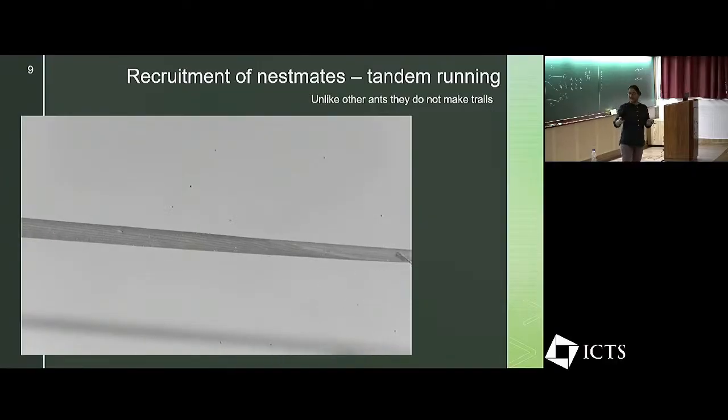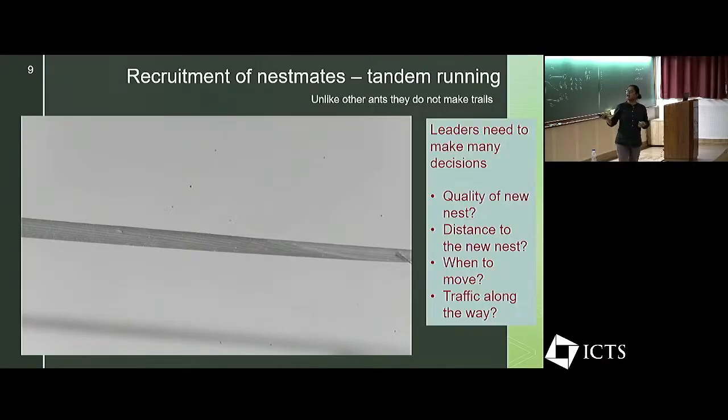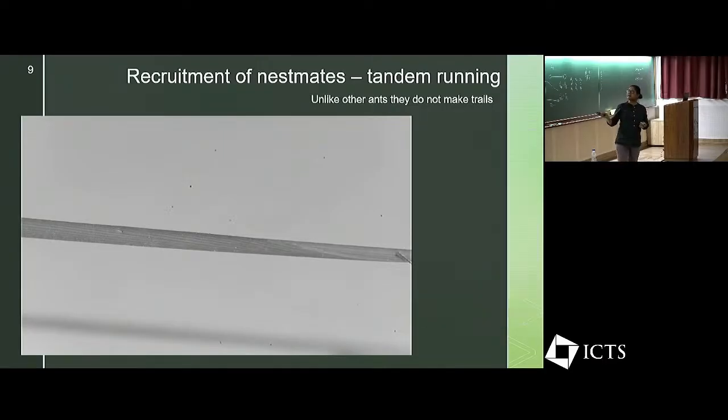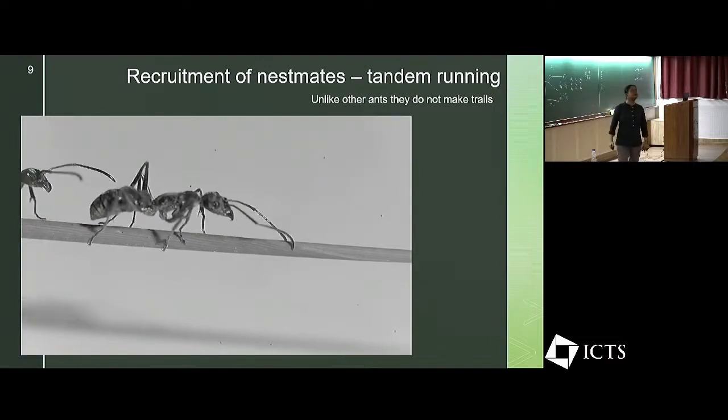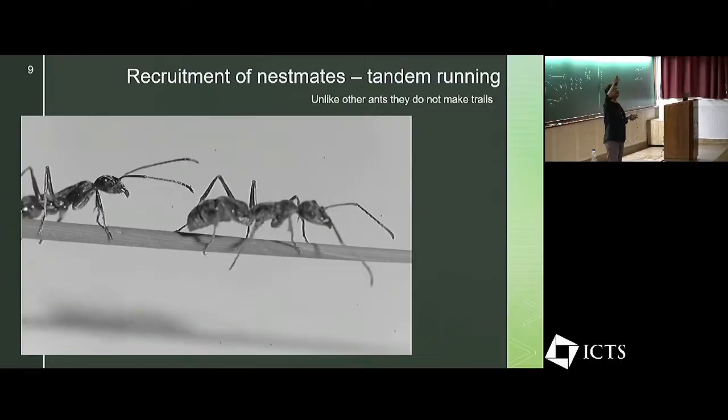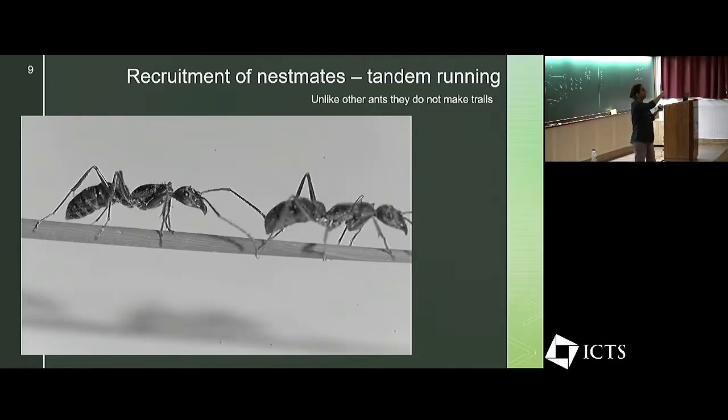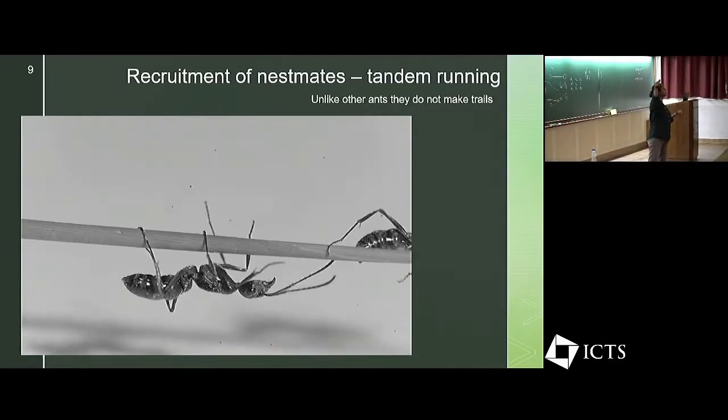All right? And if you want to see the tandem running video again, if this is going to help. Yeah. So there is physical contact maintained between the follower ant and the leader ant, and she will take her to the new nest, drop her there, come back, recruit the second animal, go again.